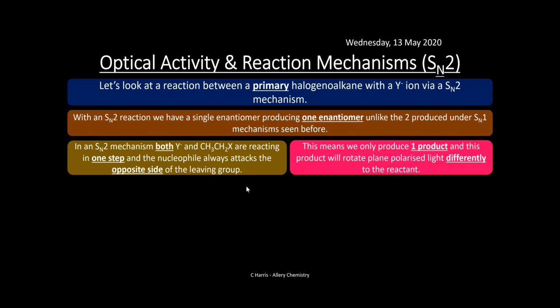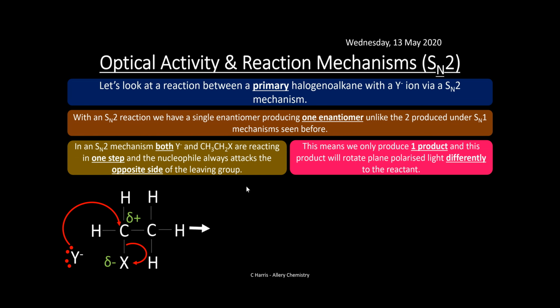So before we do that, we produce one product, and this product will rotate plane polarized light differently to the reactant. Okay, so we can actually distinguish between the two and know if a reaction's occurred. So you can see here, you've got your Y minus, lone pair on your Y minus. It attacks the carbon, but it always attacks from the opposite side to the leaving group, which is our halogen. As you can see on there, there's our halogen. So it comes in from the top, the halogen leaves at the bottom.